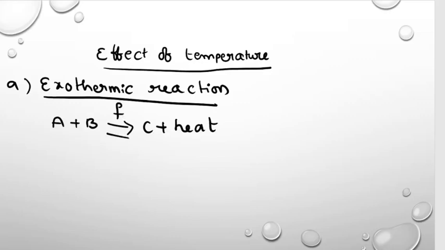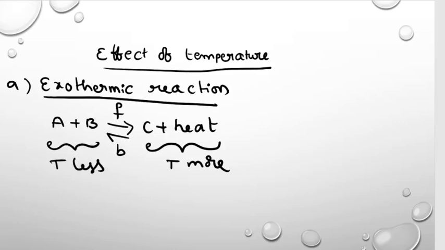And automatically the backward reaction will be endothermic, right? Anyhow, let us see on which side the temperature is more. Heat is on the right side. That means on the right hand side the temperature is more. Automatically on the left hand side the temperature will be less, right?